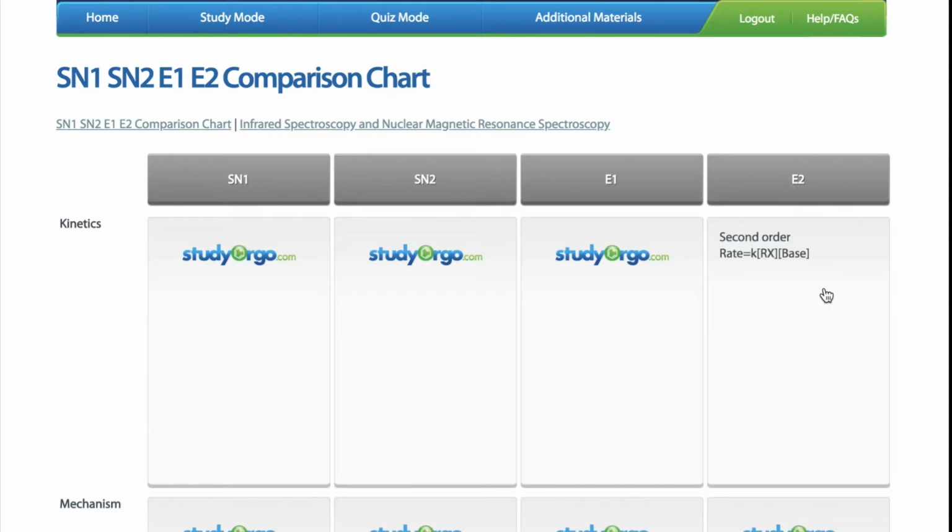Kinetics refers to the rate order of the reaction. In this case, E2 stands for second order, meaning that both the concentration of the reactants as well as the concentration of the strong base will determine the rate of the reaction. That is because the mechanism is concerted, meaning that formation of the transition state depends on the nucleophile attacking as well as the reactant concentration.